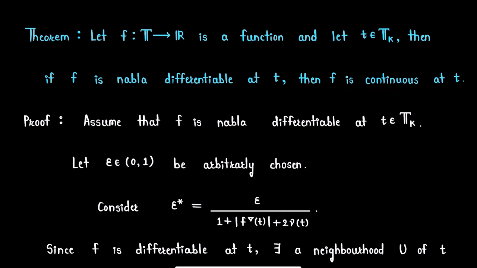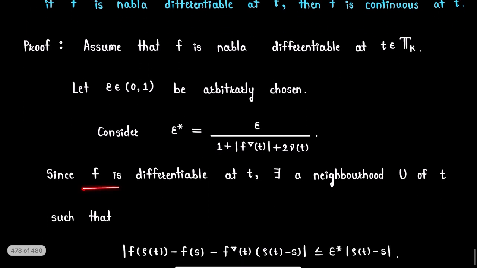Note that the set T^κ is formed from the given time scale by eliminating its right scattered minimum point. Now we will start our proof. So assume that f is a function which is nabla differentiable at point t in set T^κ. Now we will choose an arbitrary number epsilon from the interval (0, 1), and from this chosen epsilon we will form the number epsilon star as epsilon divided by 1 plus |f^∇(t)| plus 2 times ν(t).